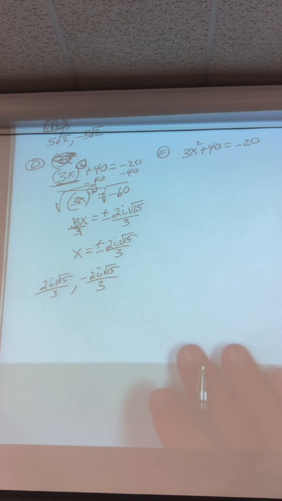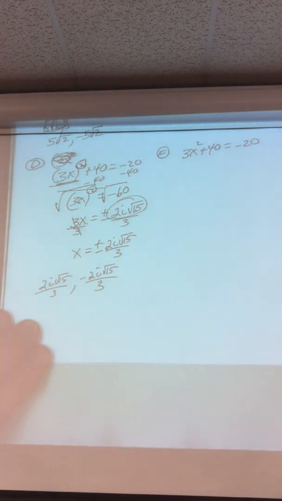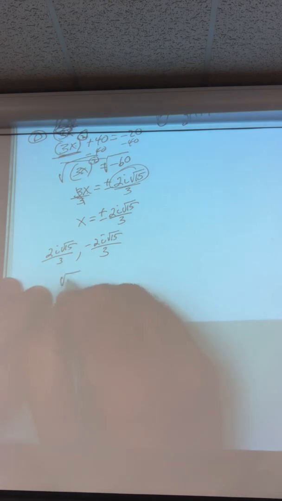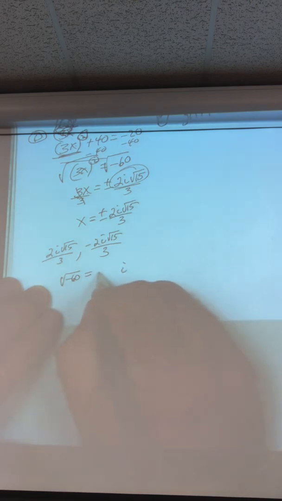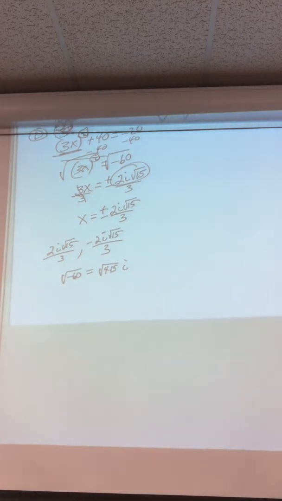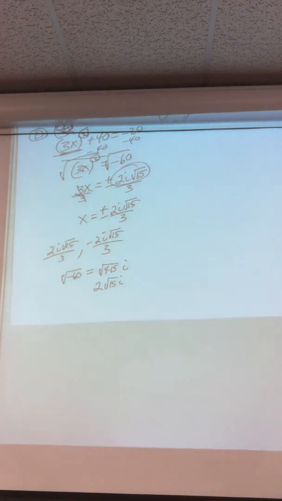Now, I said a while ago, where did this come from? I haven't shown you where this comes from. So let me show you that now. Square root of negative 60. Well, first of all, the negative, you know, is going to give you an i. 60, you cannot get the square root of, but it's divisible by a perfect square, which is 4. And then the square root of 4 is 2. Square root of 15i. Or 2i square root of 15. So that's where that comes from.